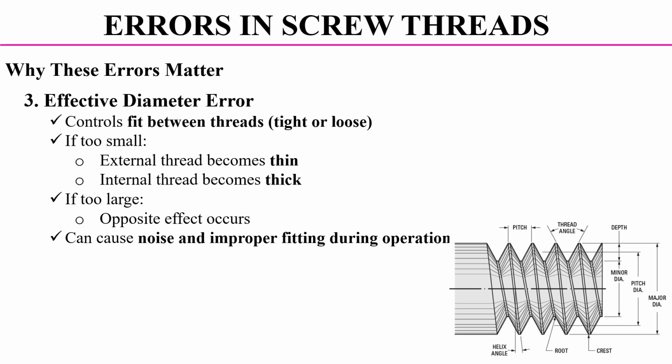Next one is the effective diameter error. It controls the fit between the threads, so it may be tight or loose. If the effective diameter is too small, the external thread becomes thin and the internal thread becomes thick. Similarly, if the effective diameter is too large, the opposite effects will occur. So the external thread becomes thick and the internal thread becomes thin. Similarly, effective diameter error can cause noise and improper fitting during operations.